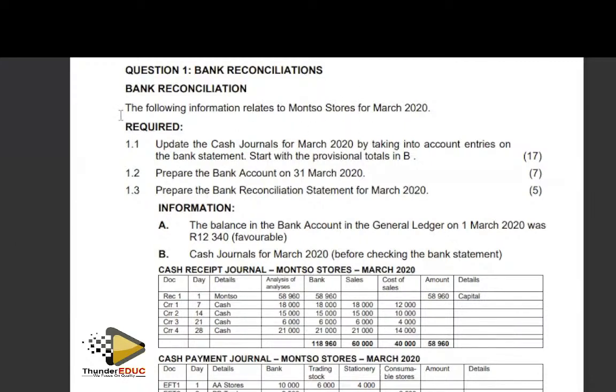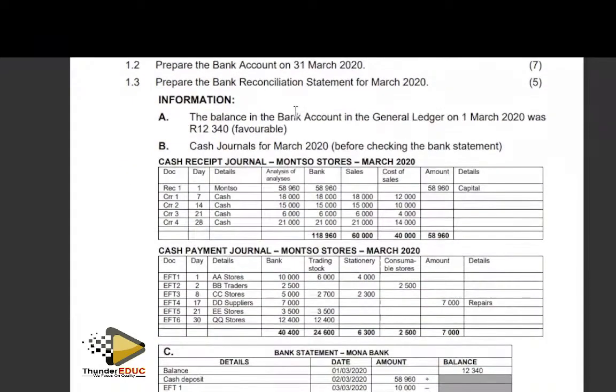remember in accounting, we first look at the required. 1.1, update the cash journals for March 2020 by taking into account entries on the bank statement, starting with the provisional totals in B. Then in 1.2, prepare the bank account on 31st March 2020. Also prepare the bank reconciliation statement for March 2020. Thank you.